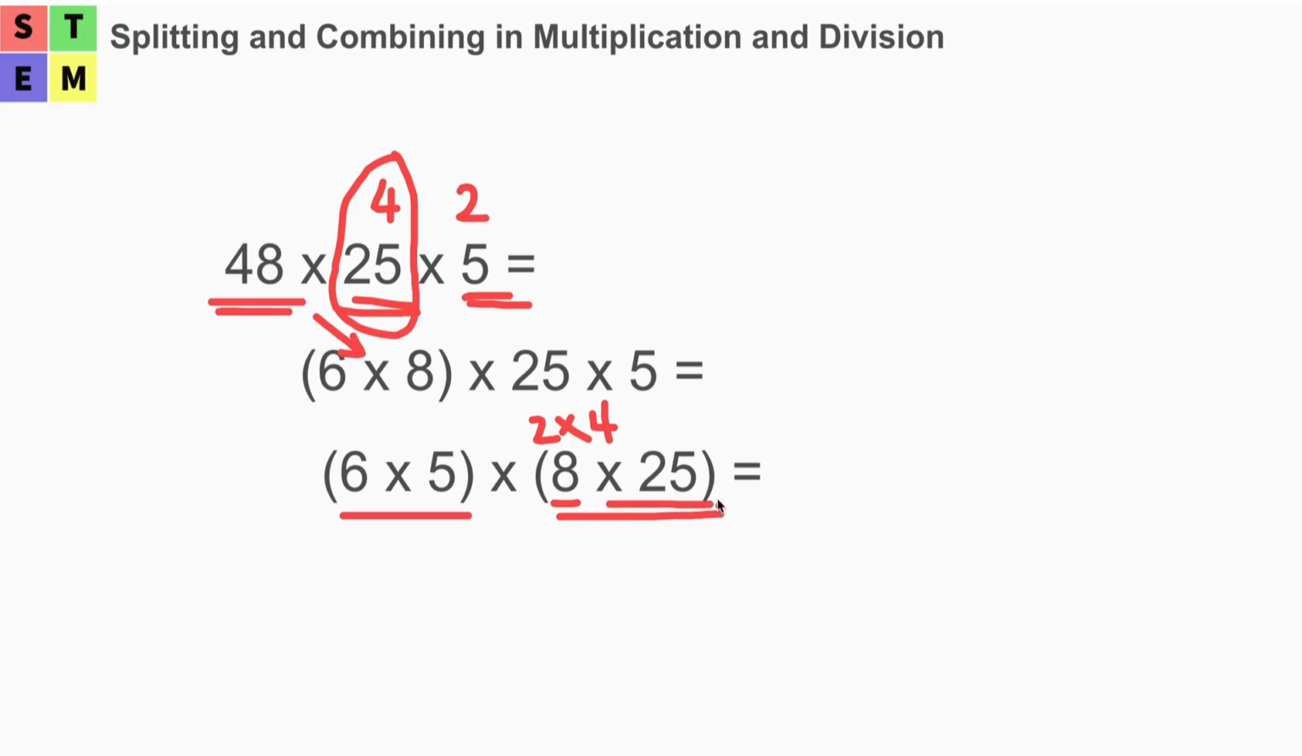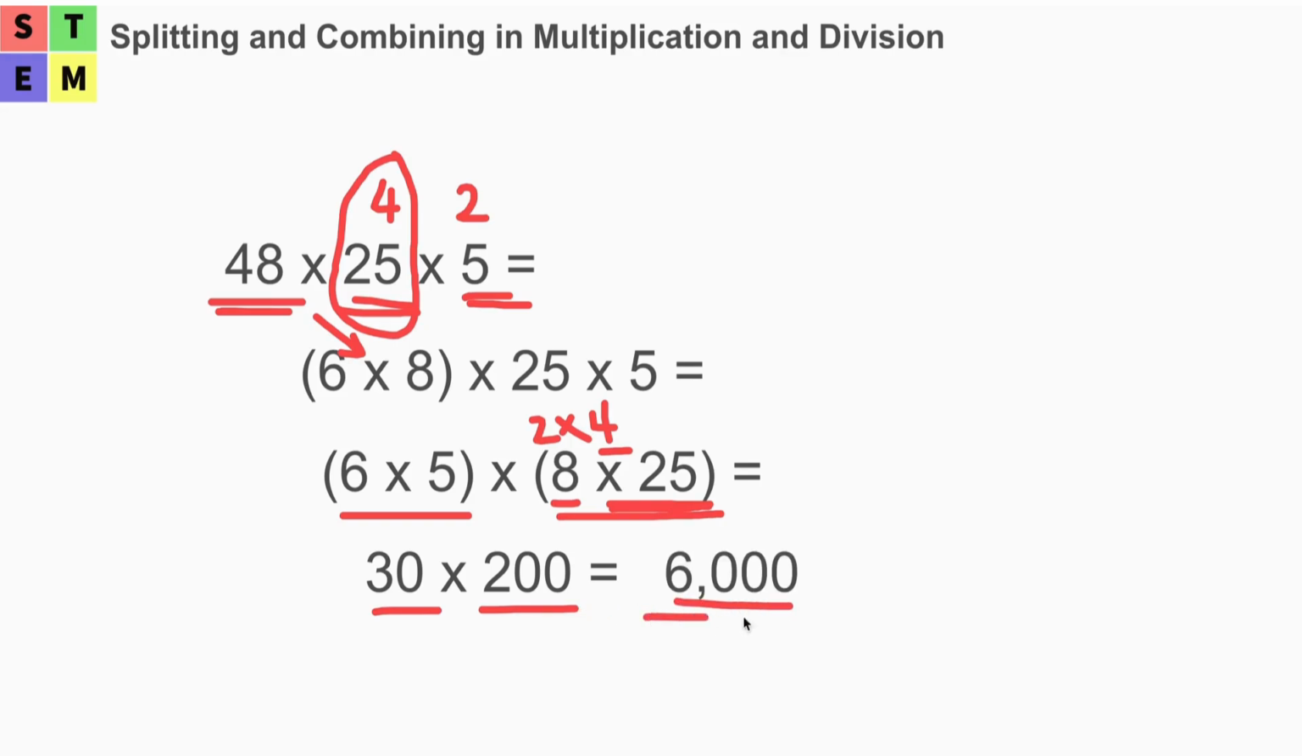So we do have 4 times 25 here, right? So it's 100, and 2 times 100 is what? It's 200, right? So we have here 30 times 200, which is 6,000, right? So it becomes much easier. Otherwise, if we need to calculate that directly, we definitely need to do more work, right?